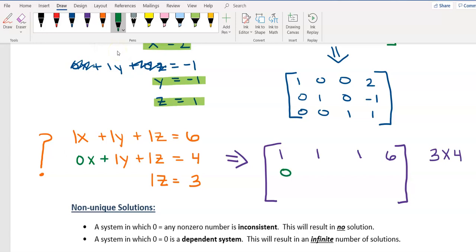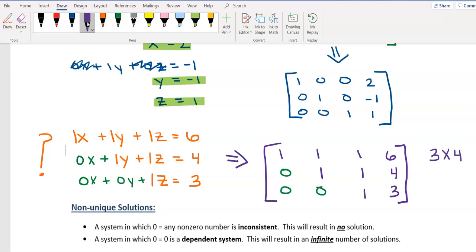You'd have a 0 for your x, and then a 1 for your y, a 1 for your z, and a 4 for your equals number. Same idea for the last one. You would have a 0x plus a 0y, and you would just put zeros in your calculator for those particular rows and columns that do not have a value for that particular variable. So then you'd have the 1 and the 3.